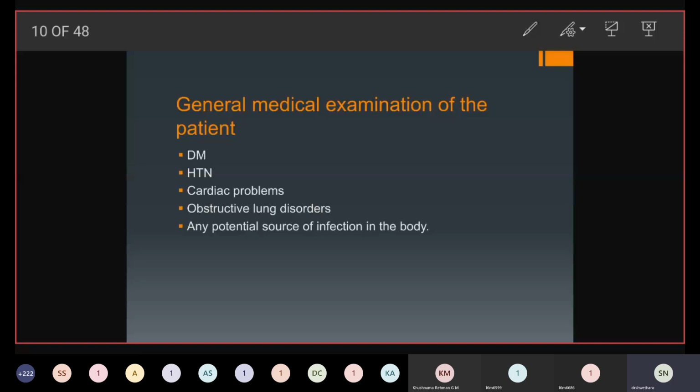So we have to evaluate for that also, and see if the patient has any lung diseases, because during the surgery, the patient should be able to lie down for half an hour, and the patient should be extremely cooperative during the surgery. And if there's any source of infection in the body, then we'll have to treat that before taking the patient to the OT room. That's about the general medical examination of the patient.